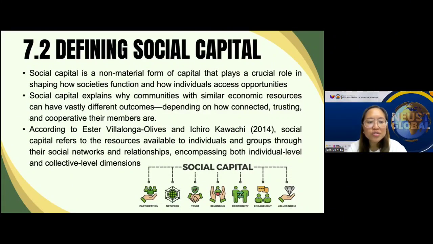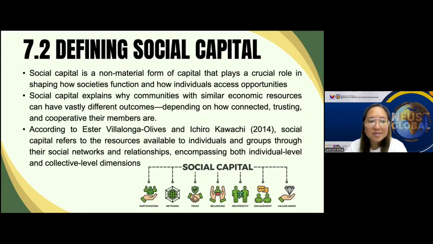According to researchers Esther Villalonga-Olives and Ichiro Kawachi in 2014, social capital actually has two sides: the group level, the trust and shared values that exist within the group, like teamwork in a company or cooperation in your barangay or honesty in an organization. There is also what we call the individual level, the support and opportunities a person gets from their own connections, like when a friend helps you find a job or a mentor gives you advice. So social capital connects both individuals and communities through relationships, support, and shared purpose.